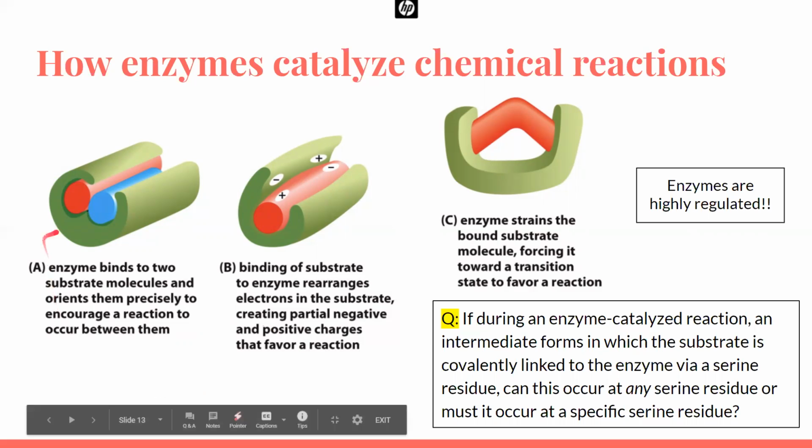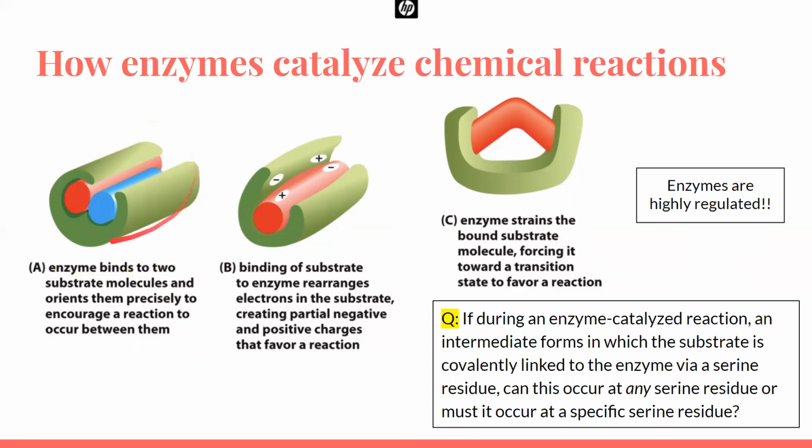Think of it like this: this red molecule originally, without this enzyme, was way over here, and this blue molecule is way over here. So basically the enzyme grabs them both and says, okay, do your job and make a reaction occur. That just orients them so they're close together and encourages the reaction.